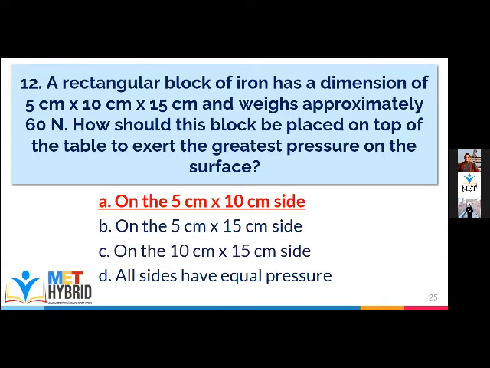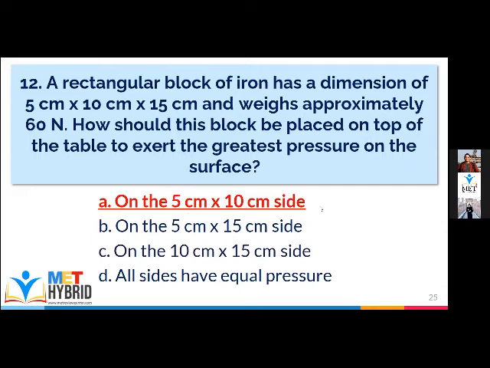So you see, they are inversely proportional. If you increase the one factor, the other factor would decrease. In this particular instance, since our options only have 5 times 10, 5 times 15, and 10 times 15, the one here with the least area would be letter A, because 5 times 10 is 50 centimeters squared.